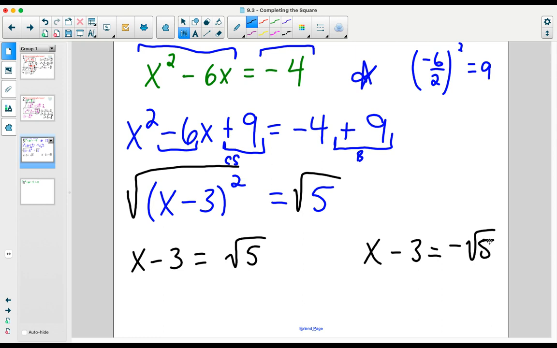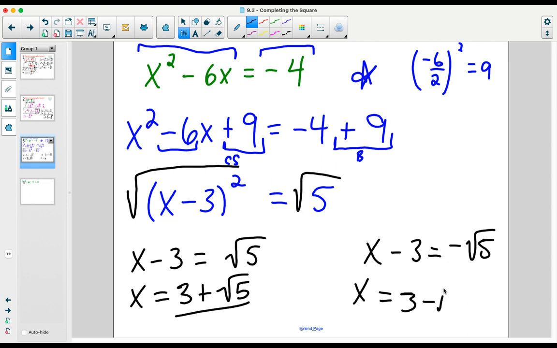We've long established at this point that we should anticipate two answers to a quadratic equation. When it comes to completing the square, those two answers pop up when you take that final square root. So we add 3 to both sides here, and we get 3 plus root 5 as a solution. And we add 3 over here, and we get 3 minus root 5 as a solution.